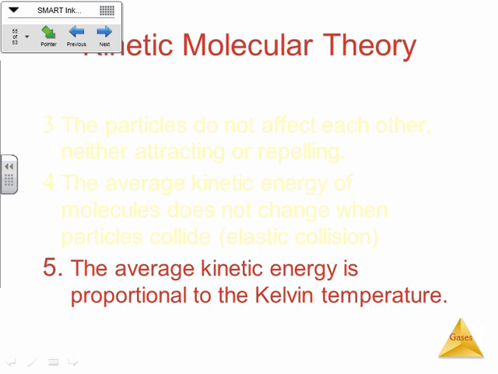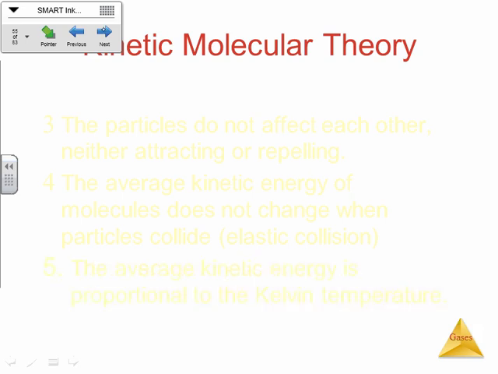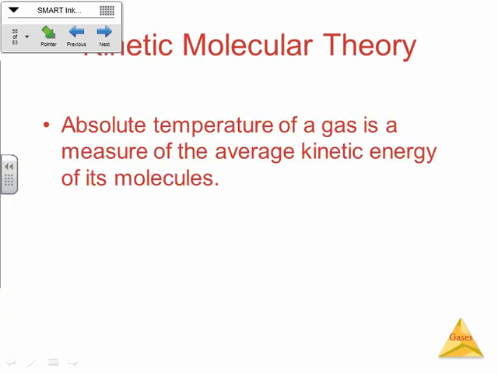Now that one basically does work. Kelvin temperature really just is a measure of the average kinetic energy of all the particles in a given sample. Absolute temperature of a gas is average kinetic energy. So when we're talking about temperature, you just need to think average kinetic energy.